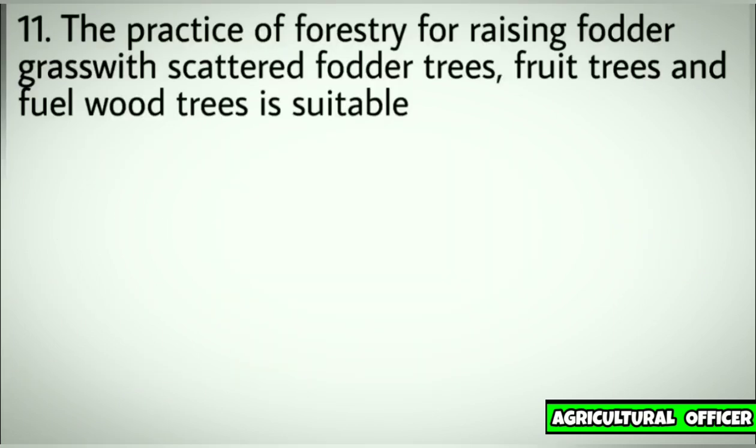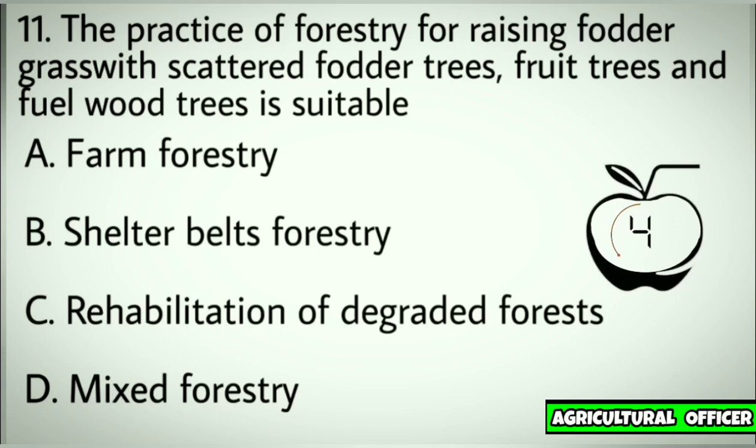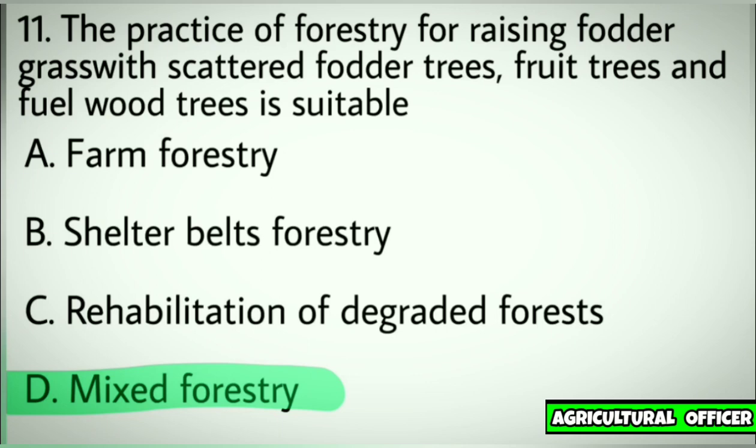Question number 11. The practice of forestry for raising fodder grass with scattered fodder trees, fruit trees and fuel wood trees is suitable. Options: A. Farm forestry, B. Shelter belts forestry, C. Rehabilitation of degraded forests, D. Mixed forestry. Correct answer: D. Mixed forestry.